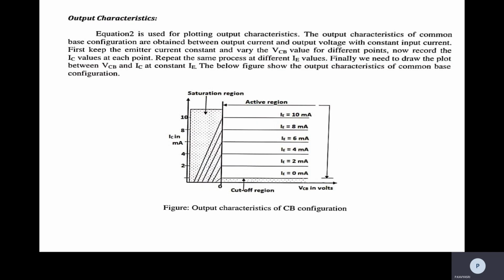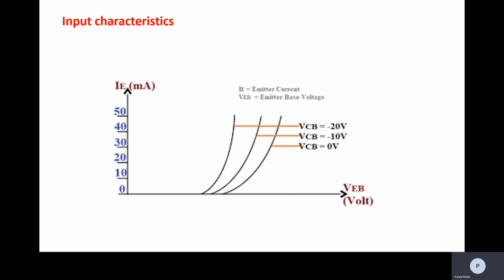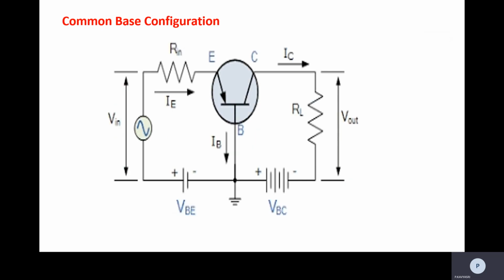Now we will see the output characteristics of a CB configuration. Output characteristics are drawn between the output current and output voltage. So now we again observe the diagram. What is the output current here? IC is the output current. What is the output voltage here? VCB is the output voltage.